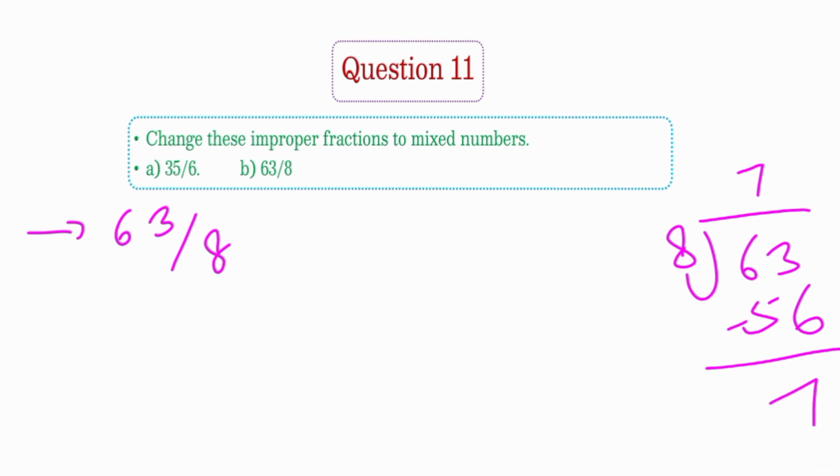Now how to write it as a mixed fraction? First, you will take the denominator. Denominator remains the same as in the question. It was 8 in the question, it will remain the same. Then you will take the number you multiplied 8 with, 7, and write it here as a whole number. So 7 whole something over 8. Your remainder, which was 7, you will write it here. So it is 7 whole 7 over 8. I think so. That was quite easy. Okay, let's move on to the next question.